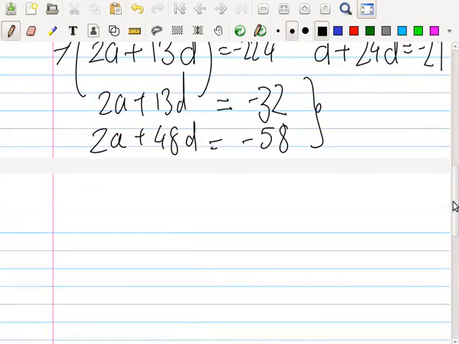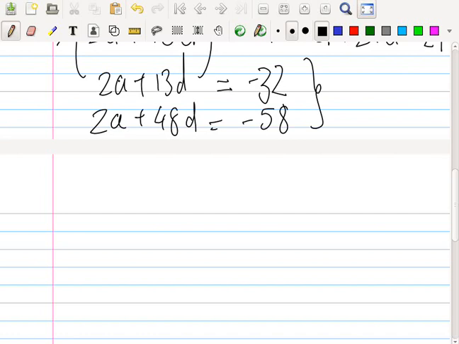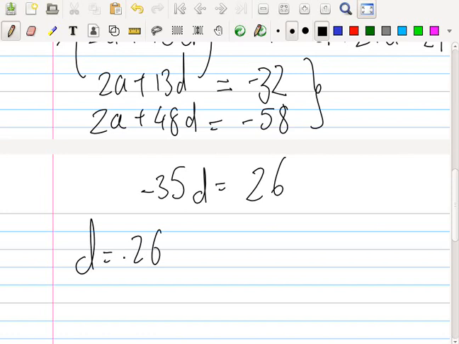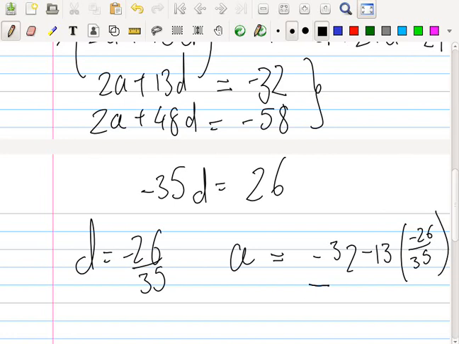Alright. So if I subtract 2a minus 2a, it's gone. 13 minus 48 is minus 35d, is it? And then minus 32 minus 58. Okay, so you have d equals minus 26 over 35, and then a you can get by plugging d back into this. Did anybody get it yet? It would be minus 32 minus 13 times d, which is minus 26 over 35, all over 2. I just put this back in here and then got out the a.